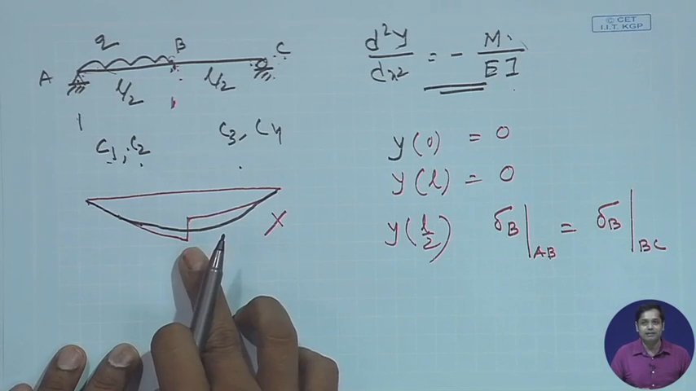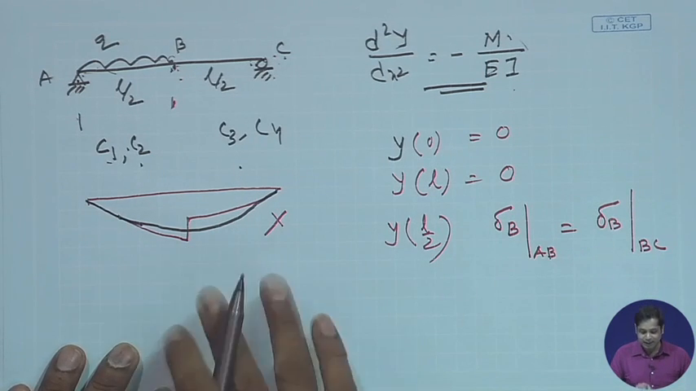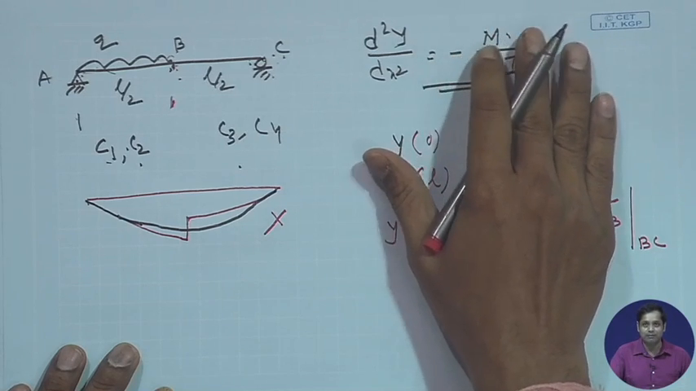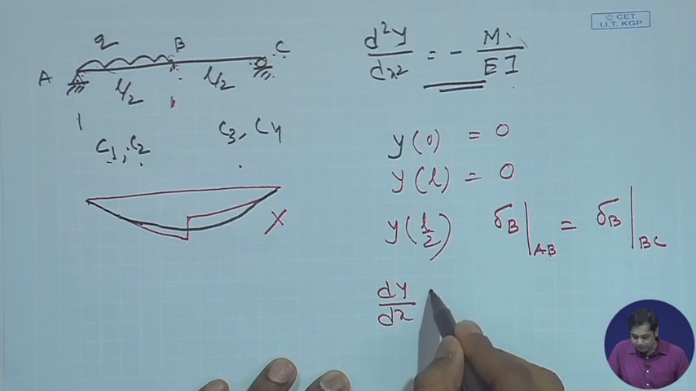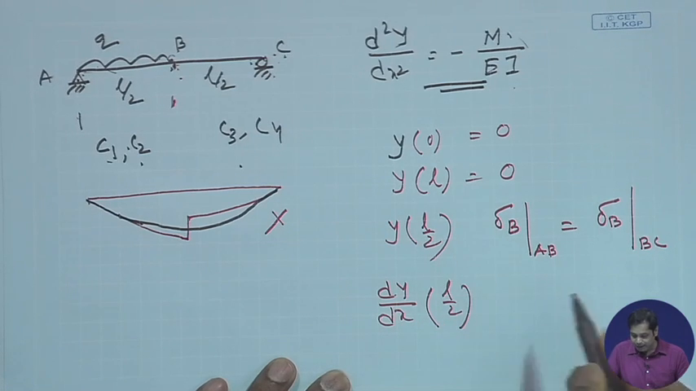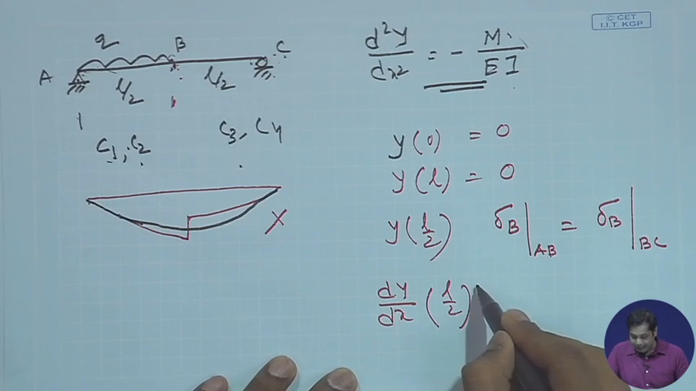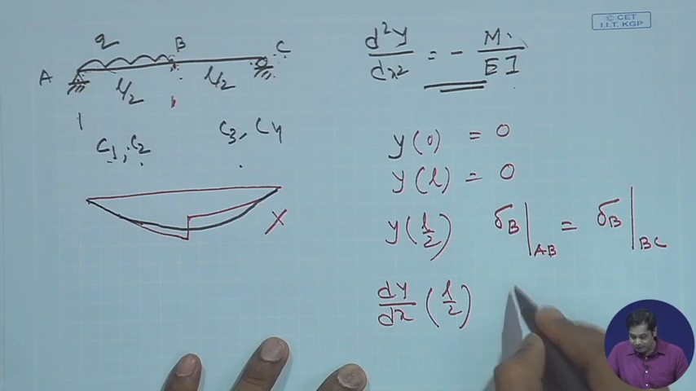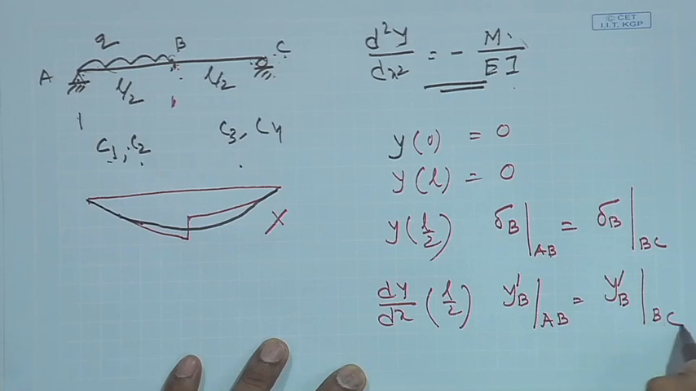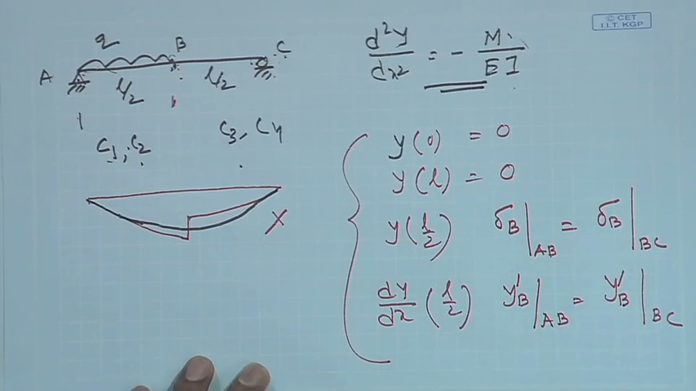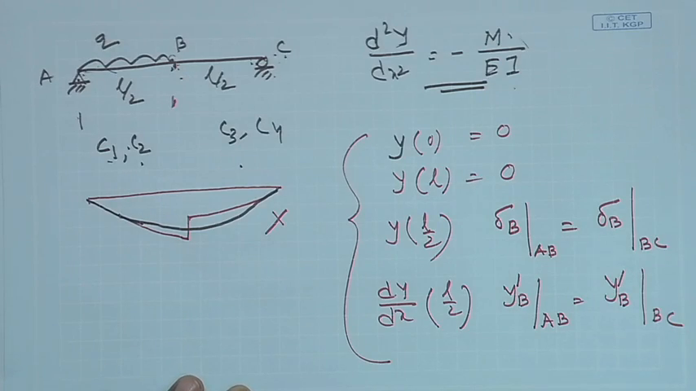Similarly, not only the deflection, the slope also has to be continuous to have this equation valid. So dy/dx at L by 2, this is the slope, y dash at B computed from AB should be equal to y dash at B computed from part BC. So these are 4 equations, and you apply those 4 equations to get the 4 unknowns.